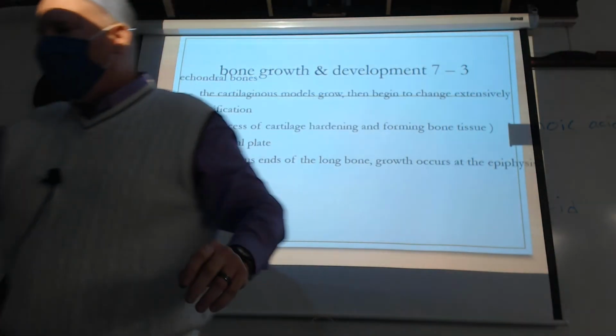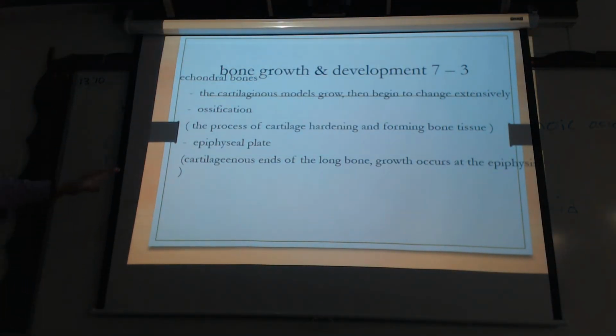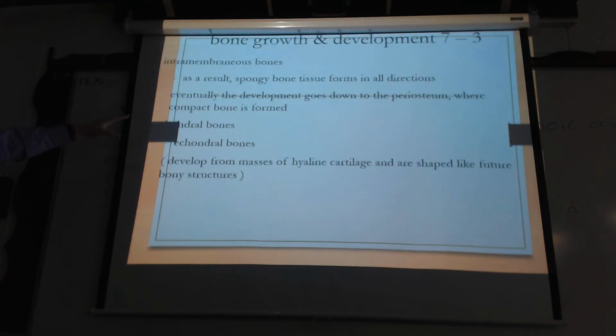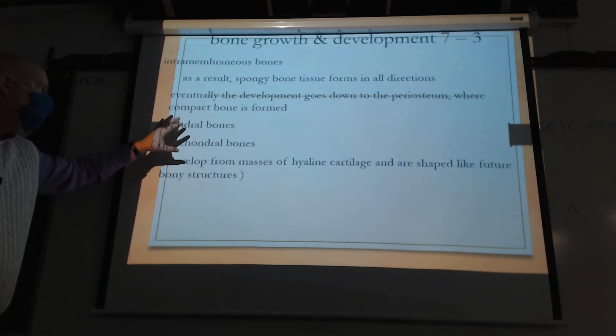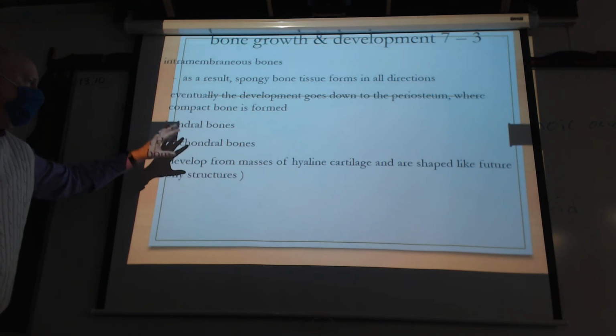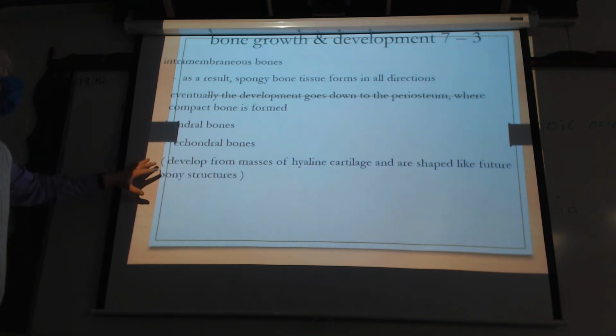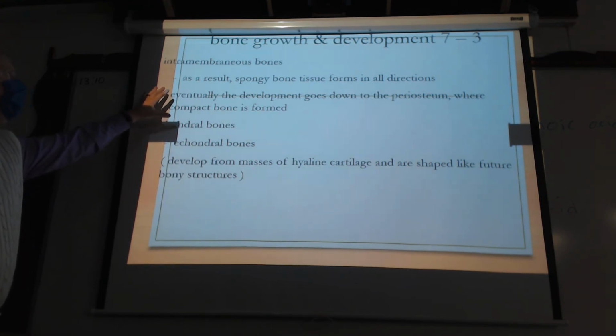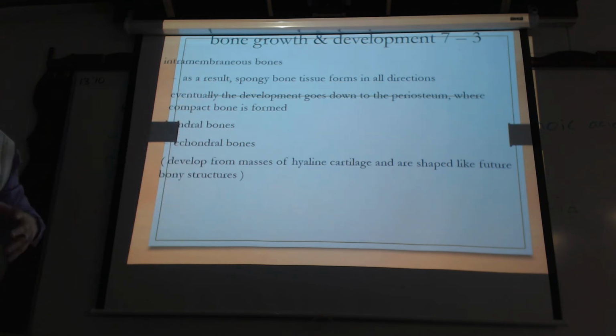Also, again, this is one of the things you wrote down. You really don't know what it means. Develop from masses of hyaline cartilage that are shaped like future bony structures. This is intramembranous bone. That occurs when you are an infant in your mother's womb, or for those of you who decide further down the road to start a family, you will go through that same process with that of infants.